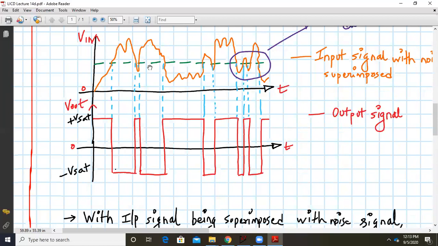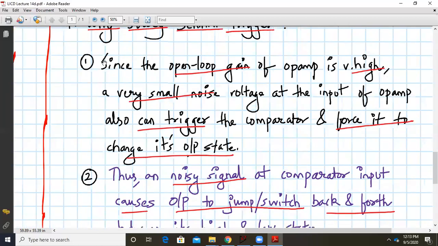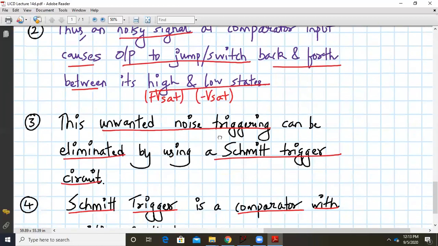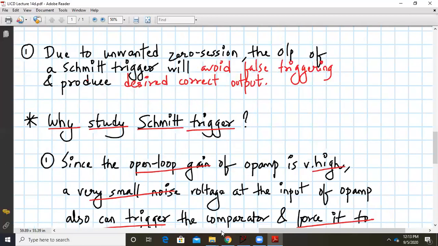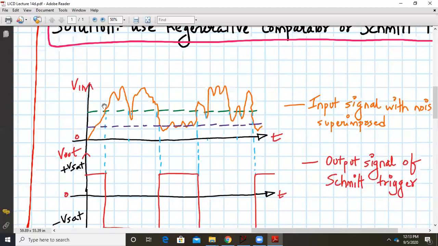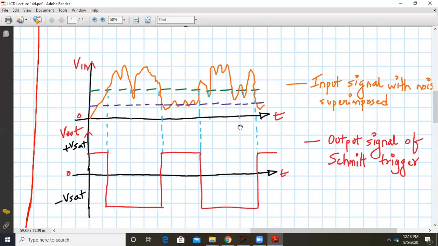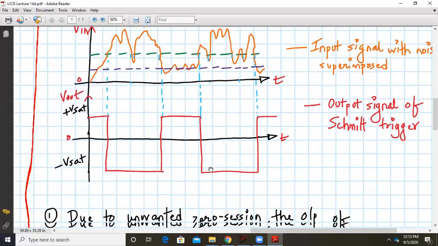Because of this small noisy disturbance at the input side, the output is rolling back and forth from plus VSAT to minus VSAT. That is what point number 2 means: this unwanted noise triggering is happening only with a comparator. Now when we add positive feedback to a comparator, that means we have made a Schmitt trigger circuit. All this unwanted noise triggering can be eliminated, as shown in this diagram. All those false triggerings are completely avoided over here.